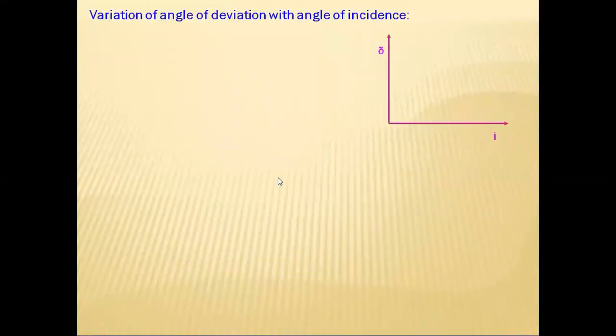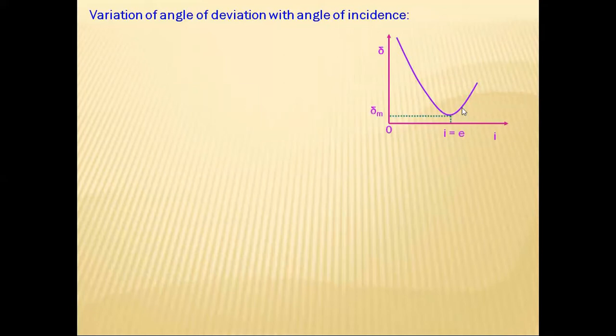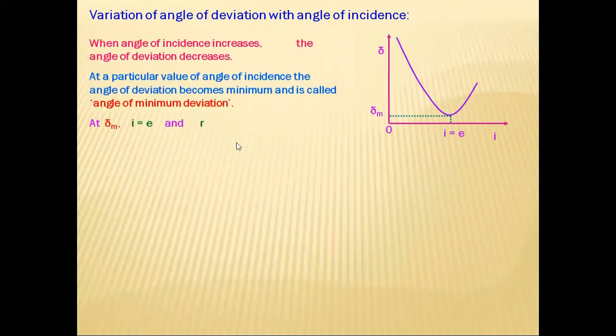And now I show you the minimum deviation. For minimum deviation, if we increase the angle of incidence, then we see that the deviation angle also decreases. And after some point of incident angle, the deviation increases again. At which angle the deviation is minimum, that condition is called the minimum deviation angle. And we also know that at minimum deviation, I1 is equal to I2, and R1 and R2 are equal to R.